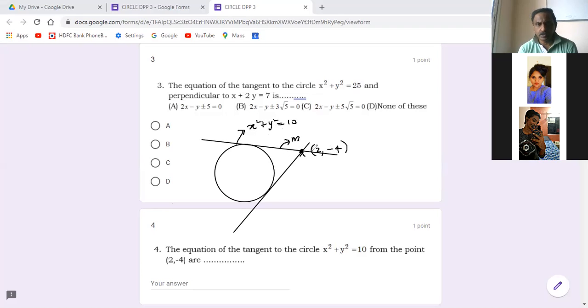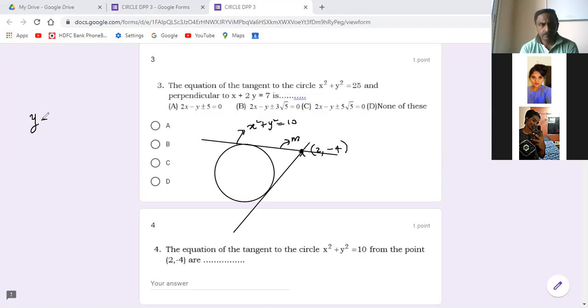So for finding equation of any line, we need two things. One is point and slope. We have point, but we don't have slope. So since we don't know the slope, we assume the slope is m. Now tell me, if m is the slope of the tangent, what is the equation of tangent?